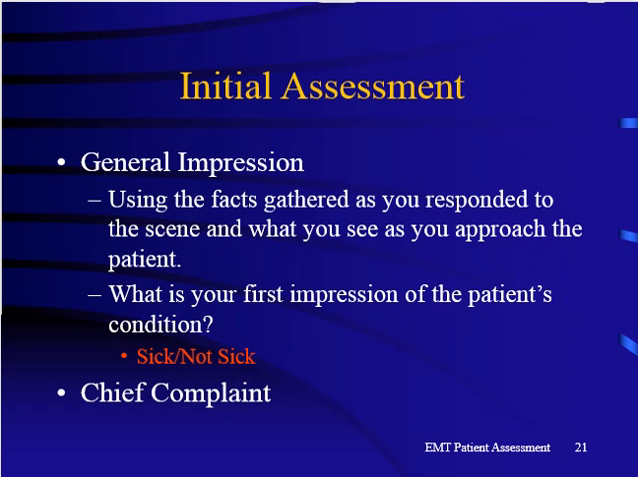What is the first thing? Is there a knife laying next to him? Is there a gun laying next to him? Has the patient got vomit on him? Are they bleeding somewhere? Does the patient appear to be having a fever? Does the patient appear to have a rash on them? Does it appear that the patient's having agonal breathing? There are different things. That's going to be your general impression, using the facts that you've gathered while responding to the scene, and then what you see as you approach the person. And then your chief complaint.